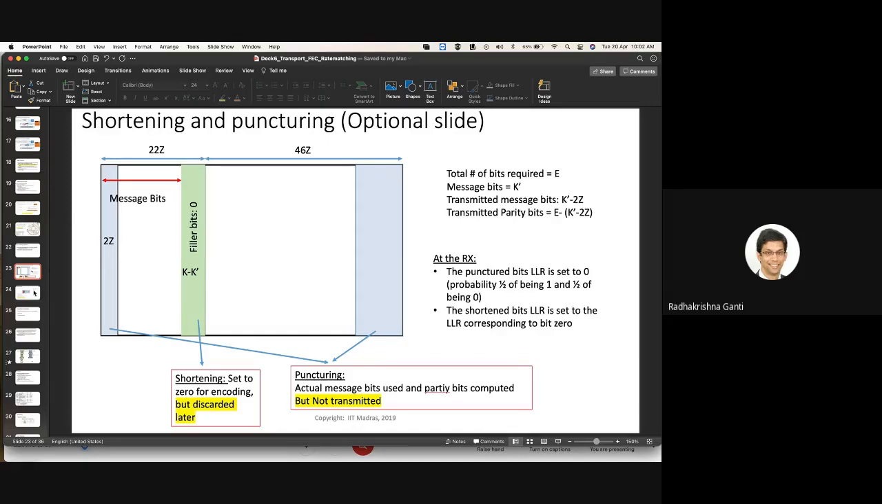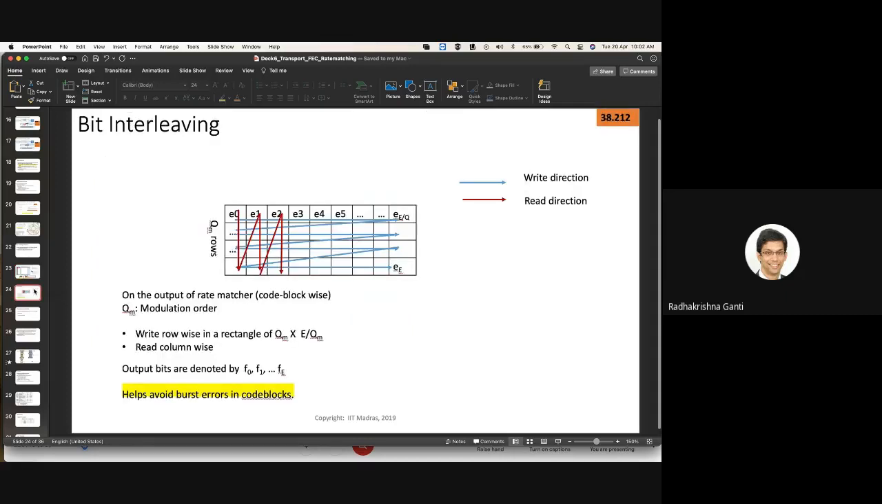So after rate matching, the next thing that happens is something called bit interleaving. So what happened till now? Till now we had code blocks. We have segmented transport blocks into code blocks. Each code block has been LDPC encoded. After LDPC encoding, we do rate matching, so as to get the exact number of bits that can fit in the grid, and then the next block is something called bit interleaving.